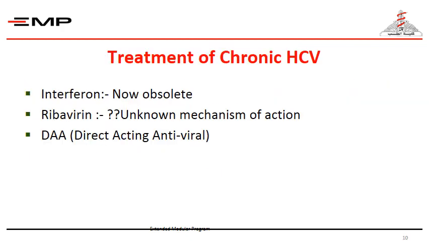How do we treat chronic hepatitis C virus? Well, interferon was one of the modalities. Now it is obsolete. Ribavirin has an unknown mechanism of action, while the DAAs, or direct-acting antiviral drugs, have the upper hand nowadays.